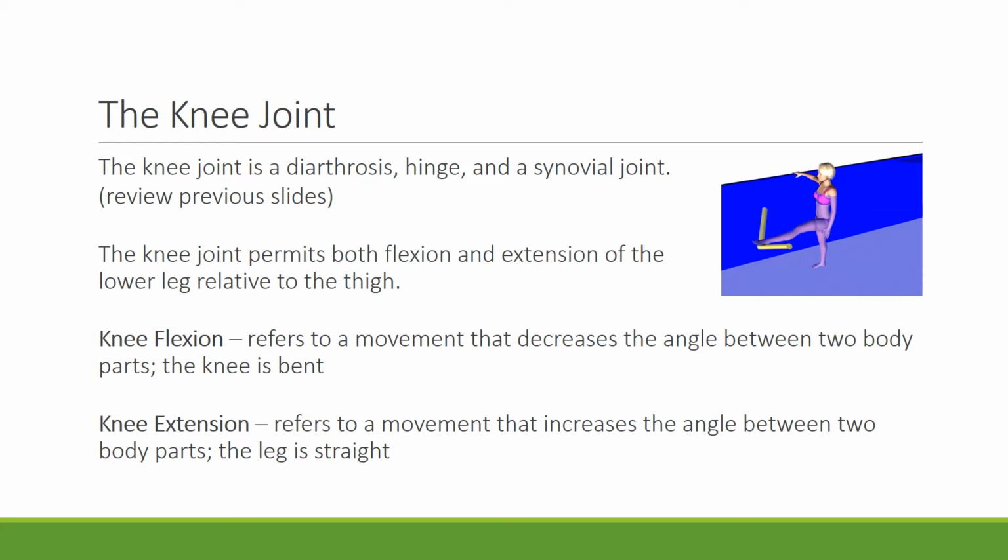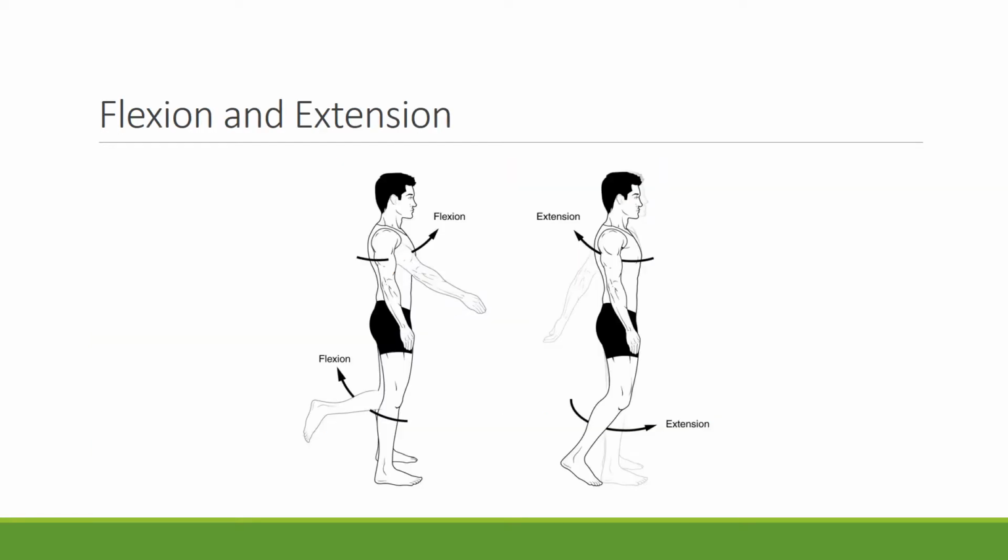The knee joint permits both flexion and extension of the lower leg relative to the thigh. So knee flexion is the movement that decreases the angle between the two body parts, and the knee is bent. Knee extension is the movement that increases the angle between the two body parts, and the leg is straight. This diagram shows you both flexion and extension of the arm and the leg.